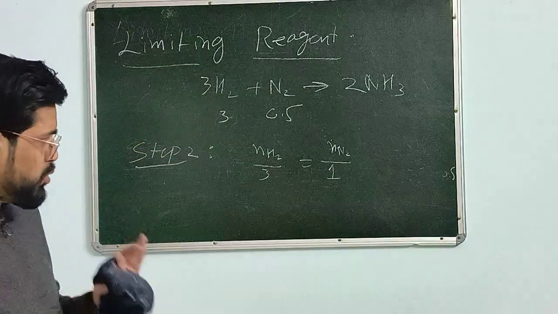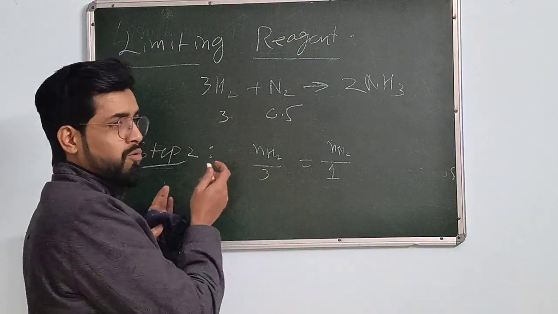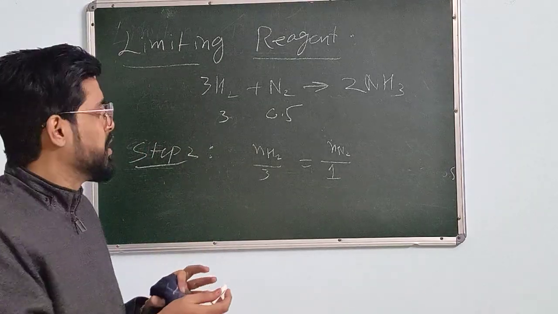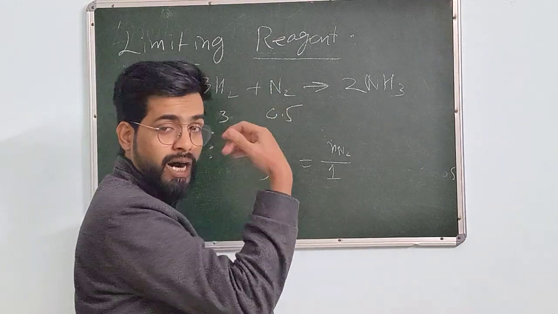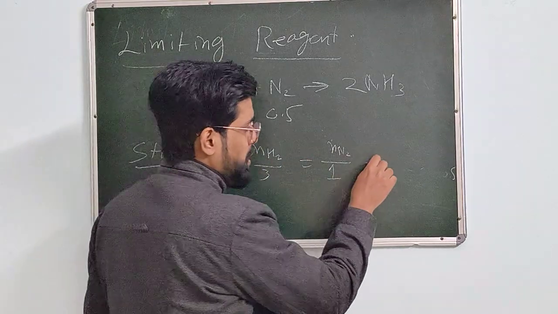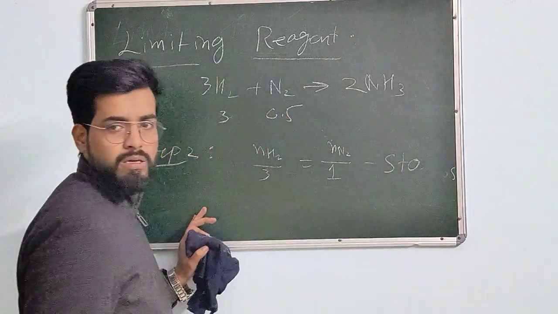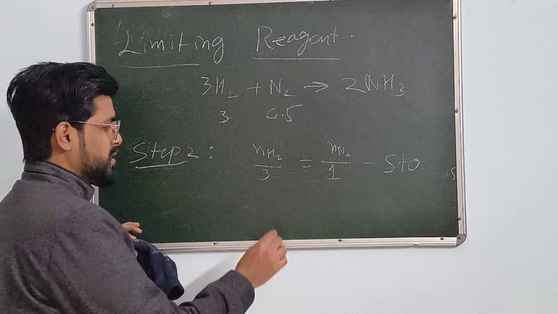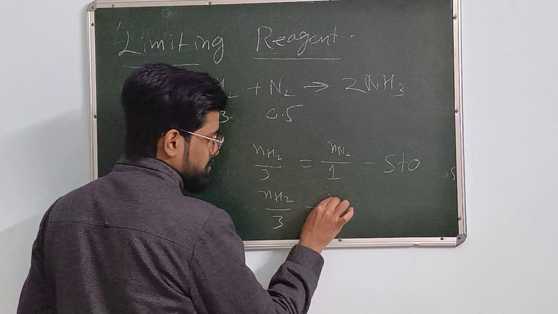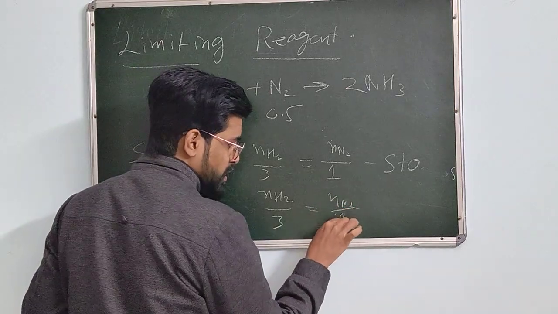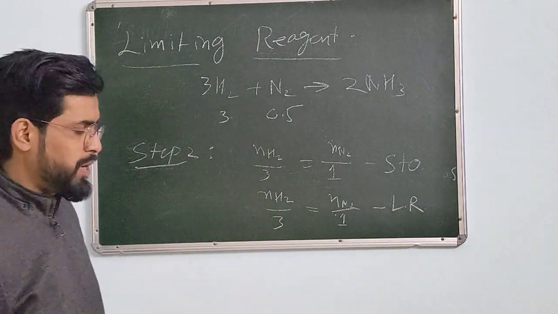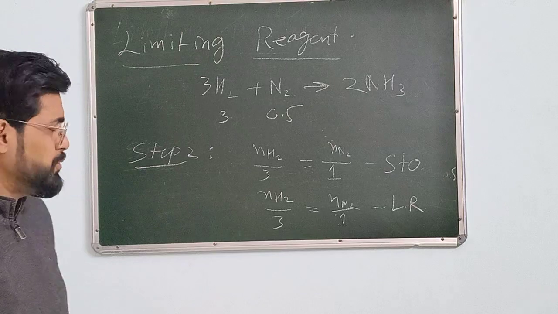If the ratio of moles of one reactant divided by its stoichiometric coefficient is equal to the moles of the other reactant divided by its stoichiometric coefficient, then the problem is related to stoichiometry. If they are not matching, then the problem is related to the limiting reagent. Okay, I hope this point is clear to you.